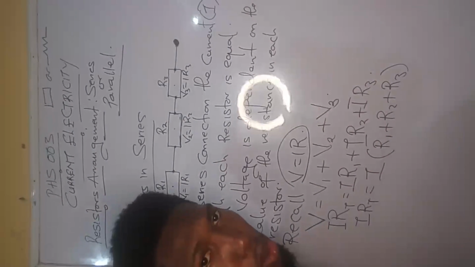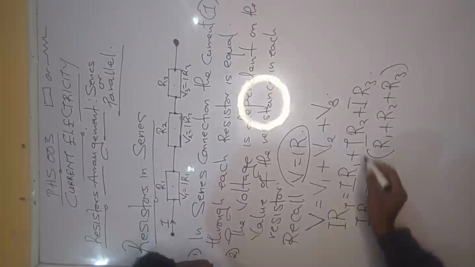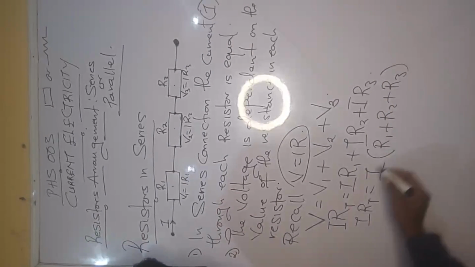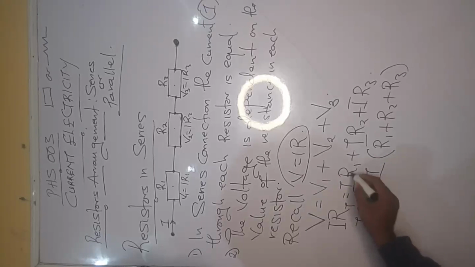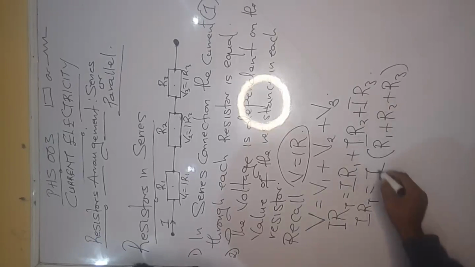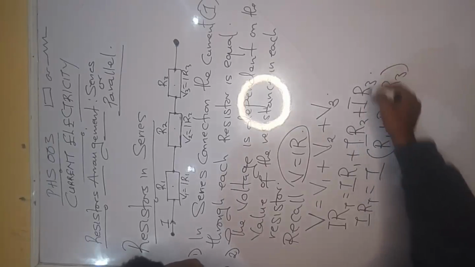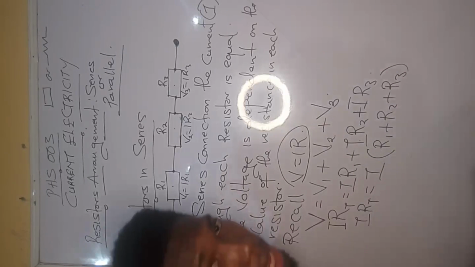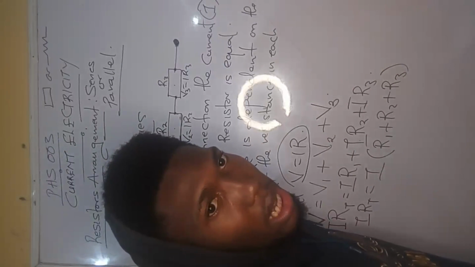If you don't understand, just drop your question. We factorized. I is common in all of them. So we brought out the I, open bracket. Divide IR1 by I, you'll be left with R1. Divide IR2 by I, you'll be left with R2. Divide IR3 by I, you'll be left with R3. Do you get what I'm saying now?